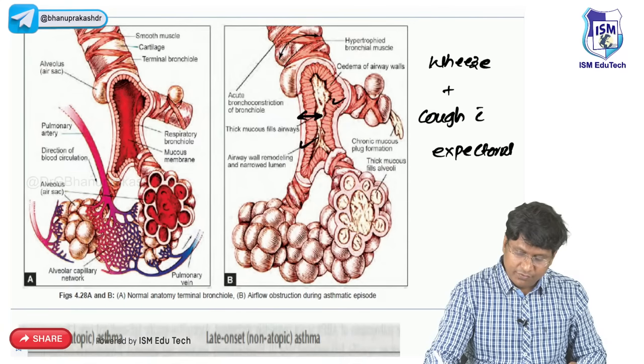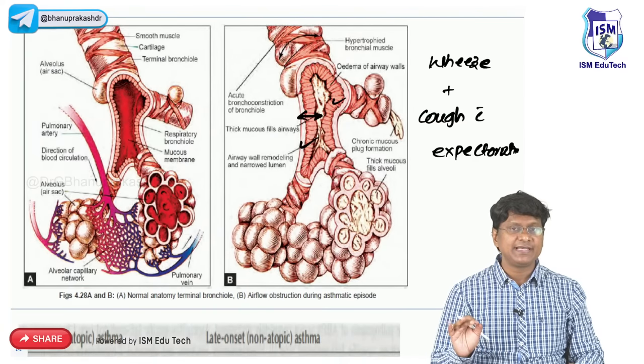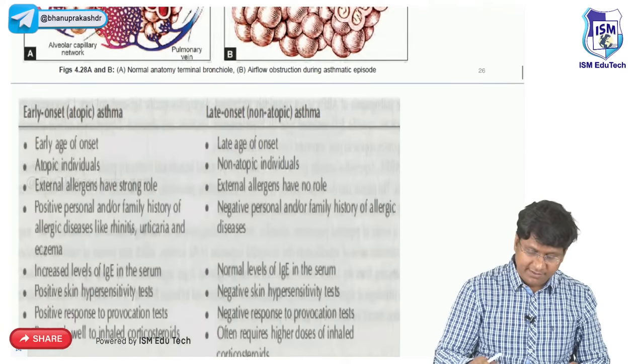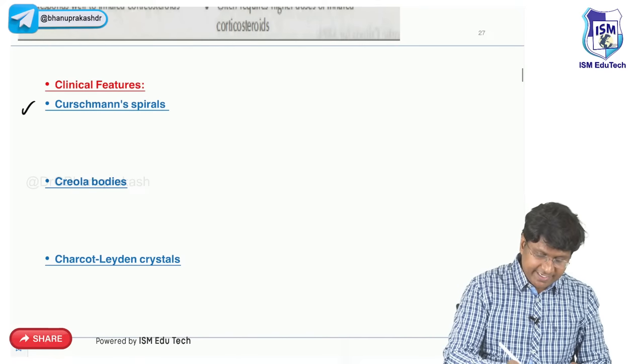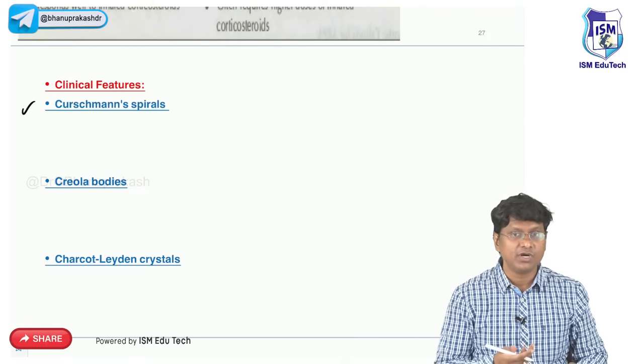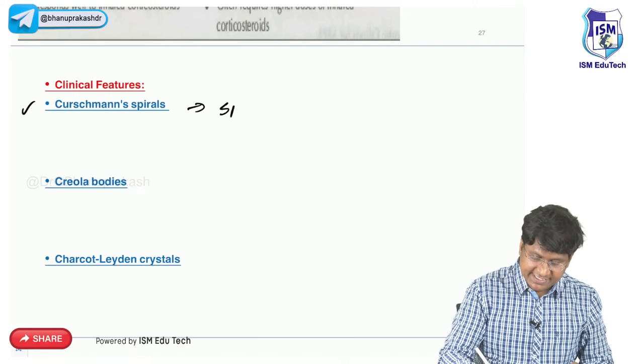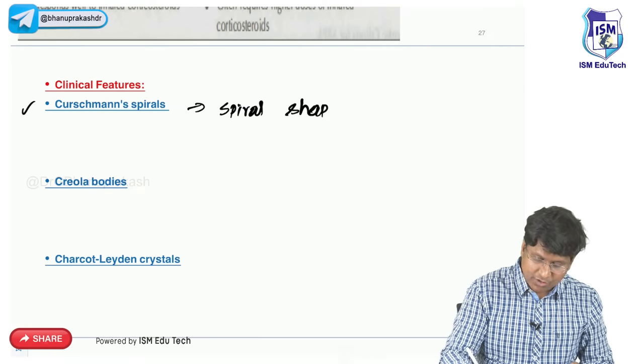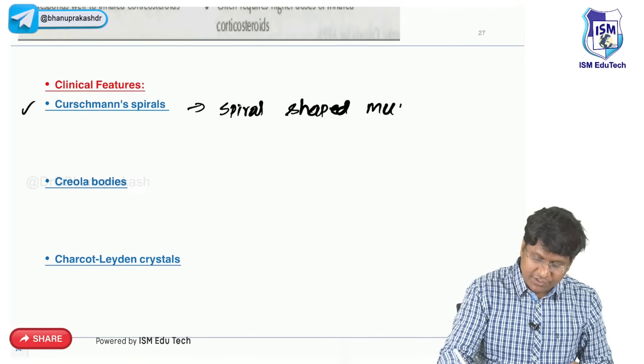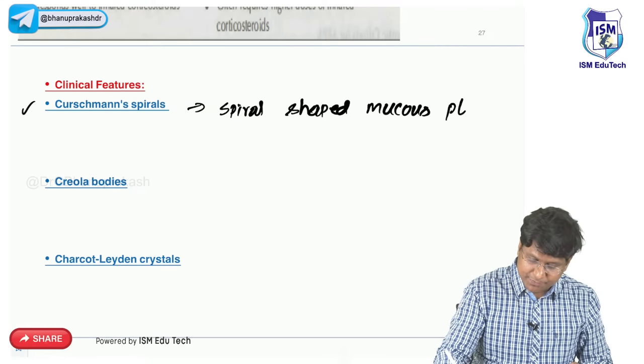Right? You will have cough with expectoration. Now, what will the expectoration in case of asthma contain? It contains the Curschmann spirals. What are Curschmann spirals? They are spiral-shaped mucus plugs. The presence of spiral-shaped mucus plugs will be the Curschmann spirals.